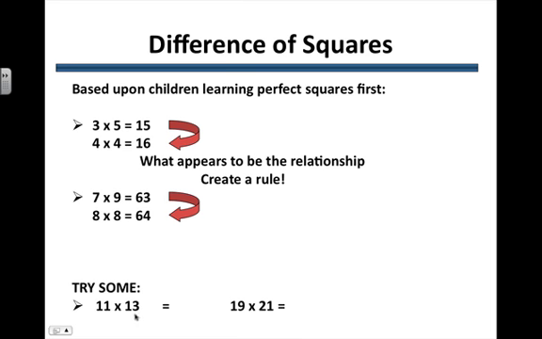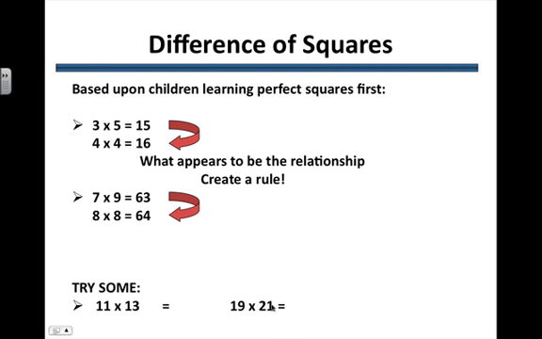Now based upon what we learned, if we were to say what is 11 times 13, that's probably something that you can't right now do in your head. But if you fall back to your previous knowledge here, and we recognize that there's a middle number here, what's 12 times 12? Everybody knows that. You take away 1, and the answer is 144, subtract 1, 143.